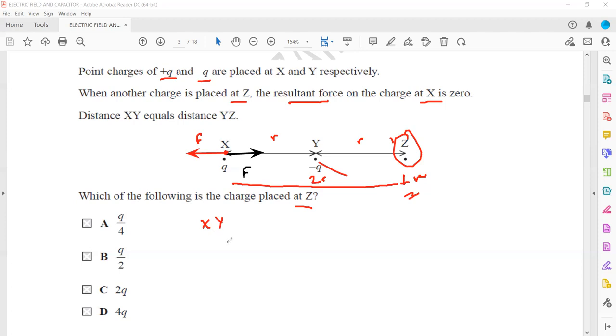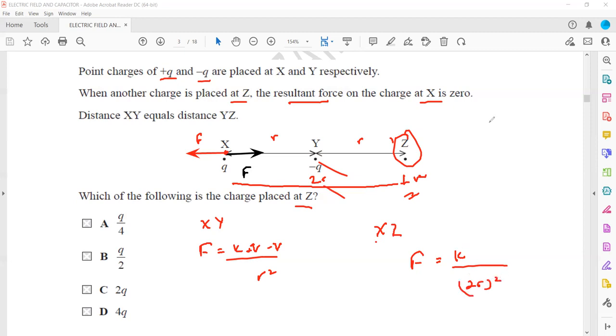So the force between X and Y is given by the formula F equals K Q1 Q2, or plus Q and minus Q, over R squared, where R is the distance between them. Now, when we check the force between X and Z, we want the force to be F, and the distance becomes 2R.